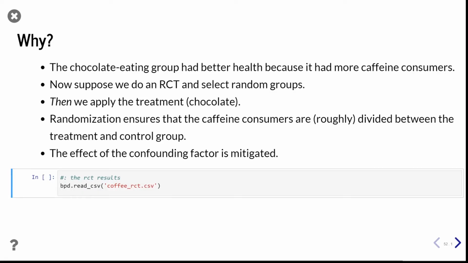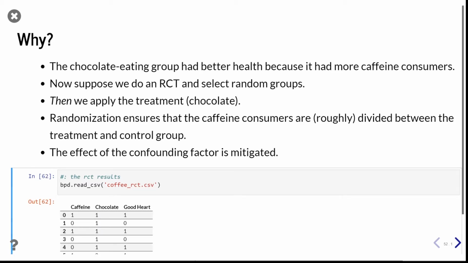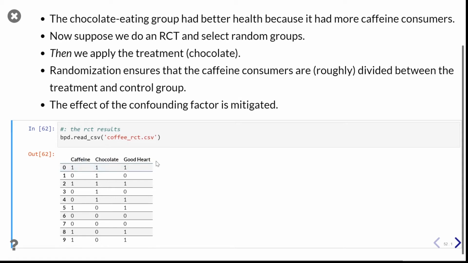But why does an RCT help? Well, the idea is that if I run an RCT, I'm randomly putting people into groups and giving them chocolate. And randomization ensures that caffeine consumption is basically fair or divided equally between the 2 groups. So that kind of mitigates the effect of the confounding factor. So here's my RCT that I've run. I've randomly put people into groups and given some of them chocolate and some of them not. And so now you see that the people who consume caffeine are distributed roughly equally between the 2 groups.